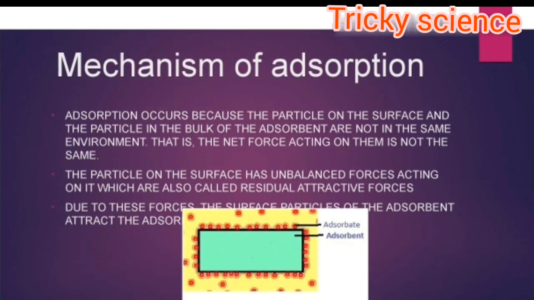Hello students, here we are going to start a topic from surface chemistry. So the first topic is mechanism of adsorption. So what is the mechanism of adsorption?